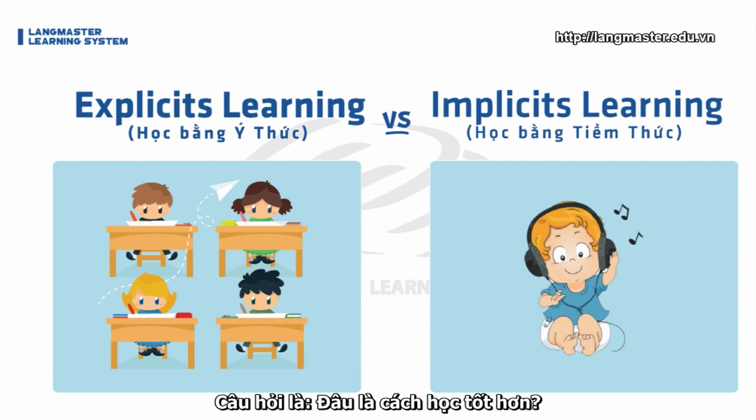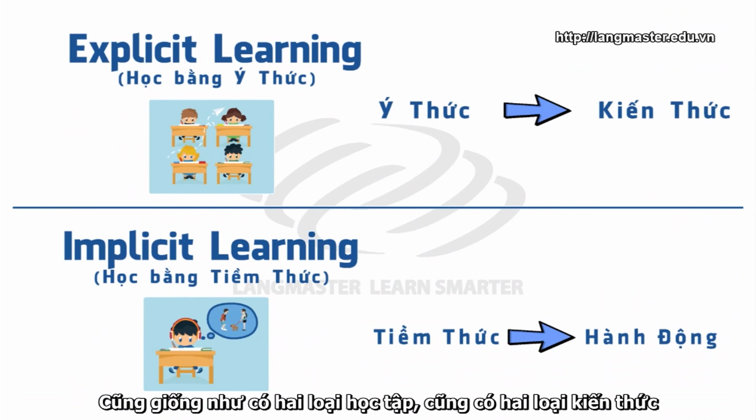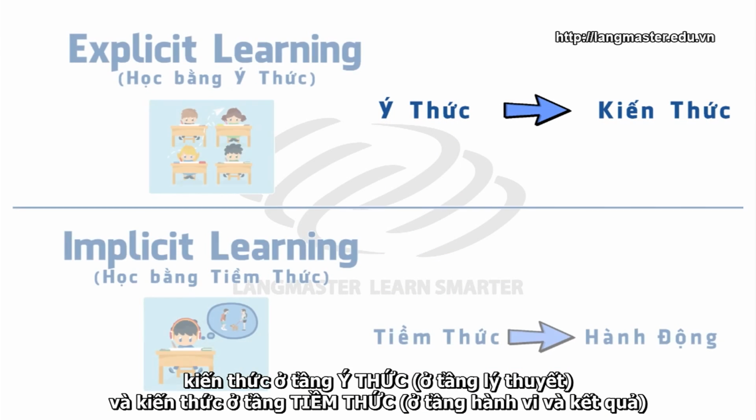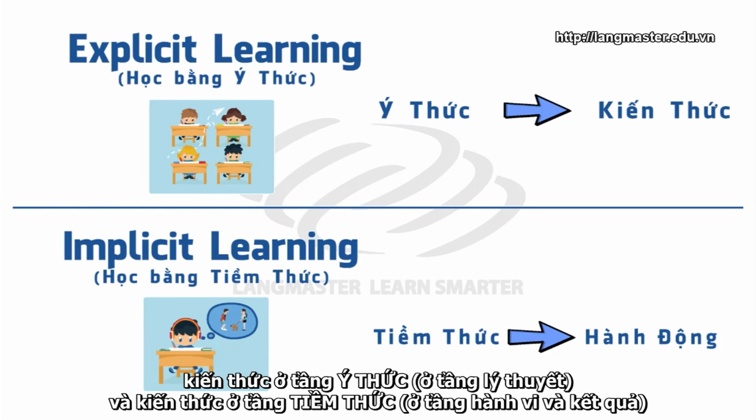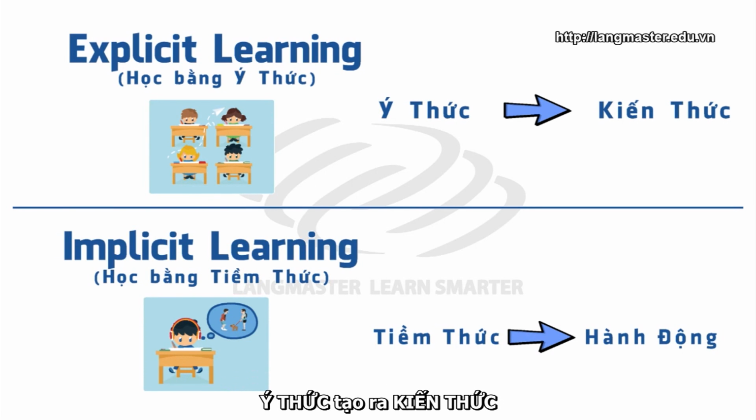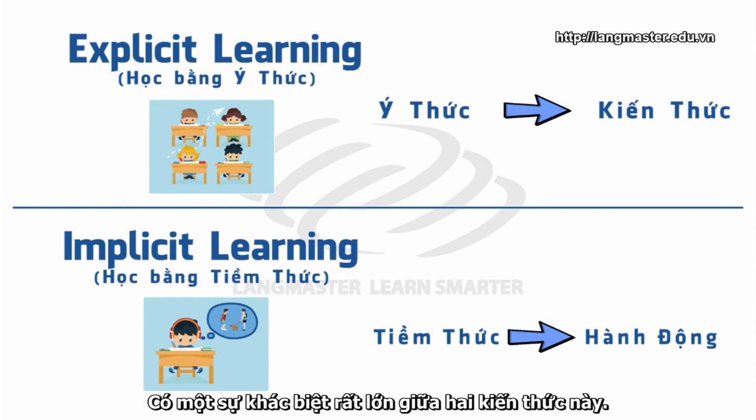The question is, which way of learning is better? To answer this question, consider this. Just like there are 2 types of learning, there are also 2 types of knowledge: explicit knowledge and implicit knowledge. Explicit learning results in explicit knowledge, whereas implicit learning results in implicit knowledge. And there's a very big difference between these 2 knowledges.